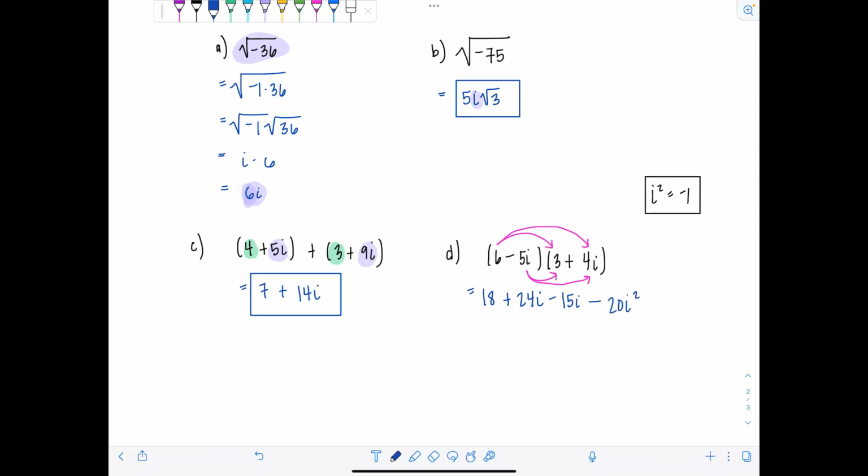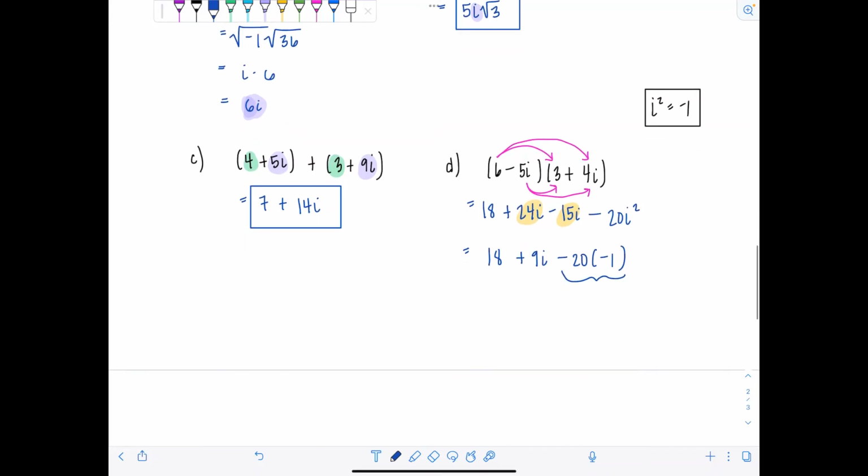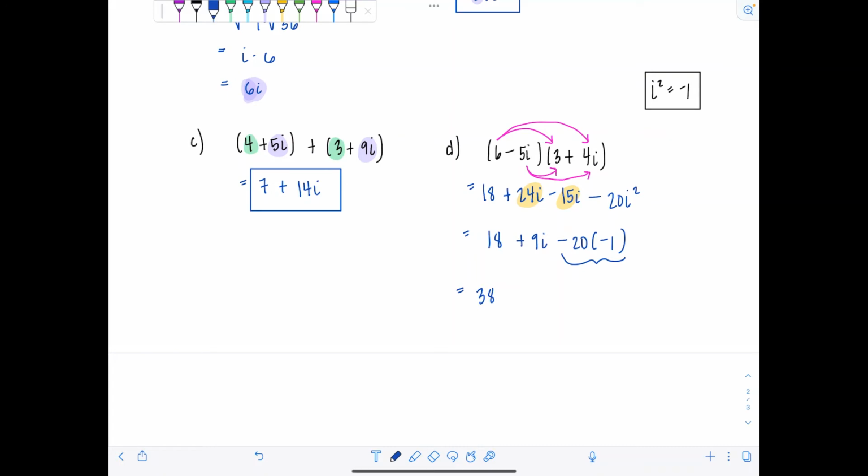And then we can clean up. So let's see. This is 18. 24i minus 15i, that's going to give me 9i, positive 9i. And then remember, i squared is equal to negative 1. So really over here I have negative 20 times negative 1, which means that's a positive 20. And positive 20 I can add with 18, so that's 38 plus 9i. And you do want to write your answer in that standard form a plus bi, where the real part comes first and the imaginary part comes second.